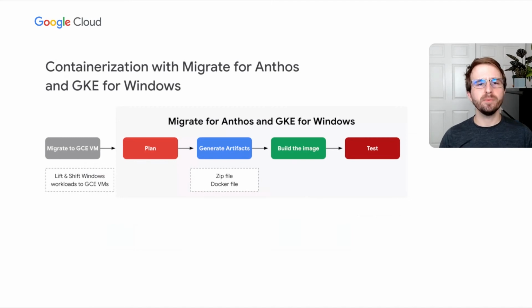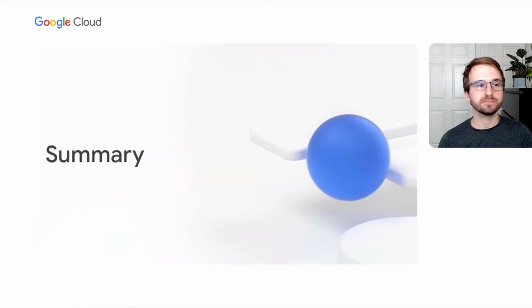Given all of this, you might be wondering how to get started with containerization. After all, it's not quite as easy as lifting and shifting a virtual machine from your on-premises VMware environment to Google Cloud. To help with this, we have a tool called Migrate for Anthos and GKE. This tool will take you through the migration process, from planning to generating artifacts to building your containerized image. And it's already in GA as of December.